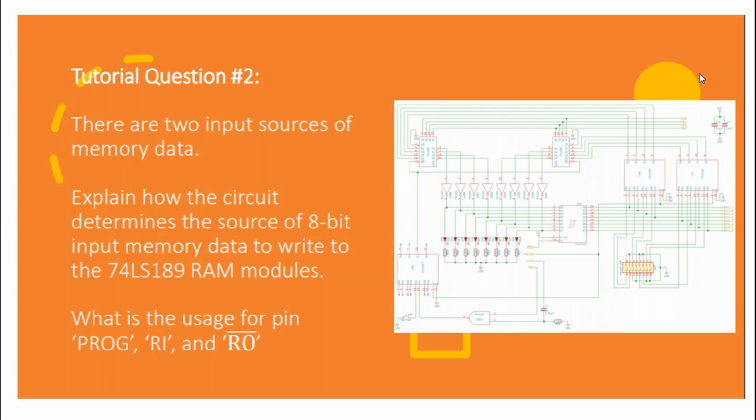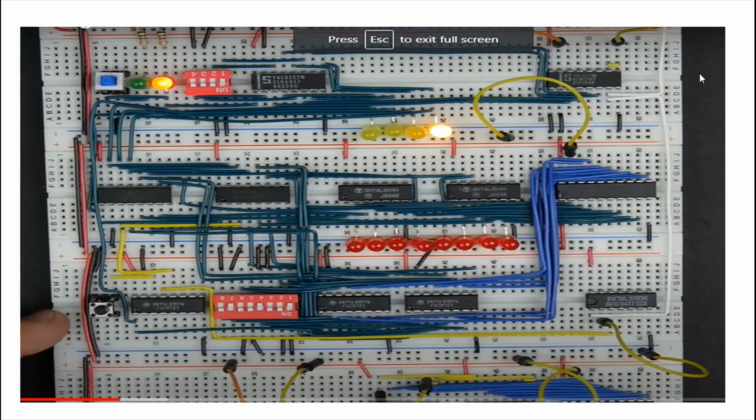There are two input sources of memory data. Explain how the circuit determines the source of the 8-bit input memory data to write to the 74LS189 RAM modules. As you can see, for this question 2, we will be using two input sources, and we can choose to use program mode or RAM mode. Okay, now let's look at the circuit.